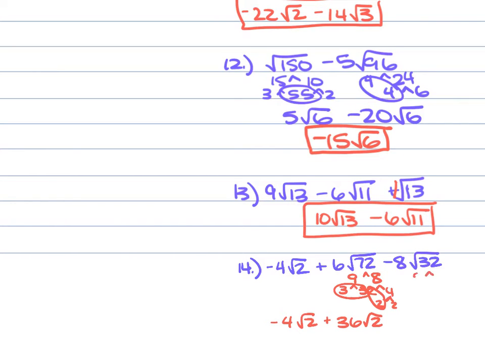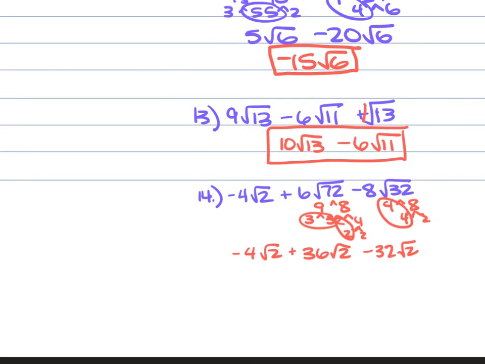The 32 is 4 and 8. 8 is 4 and 2. So that's negative 8 times 4, which is negative 32 square root 2. All of these are like terms, so we're just going to combine them. Negative 4 plus 36 is 32. Minus 32 is 0. 0 times anything is 0, so our answer is just 0.